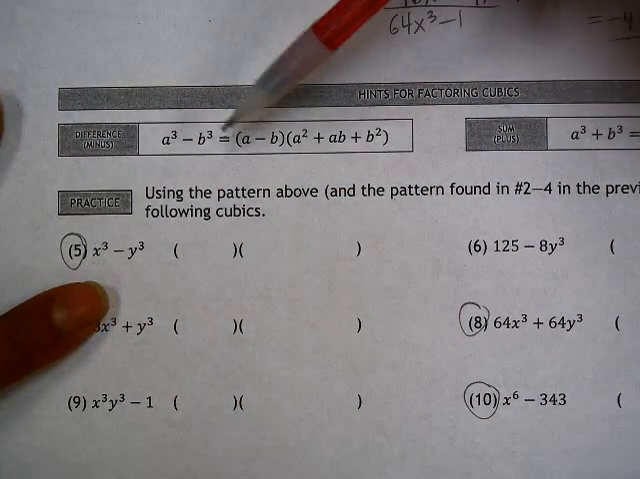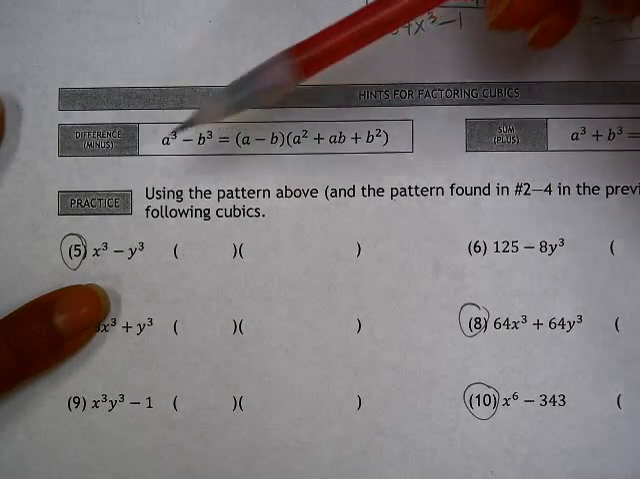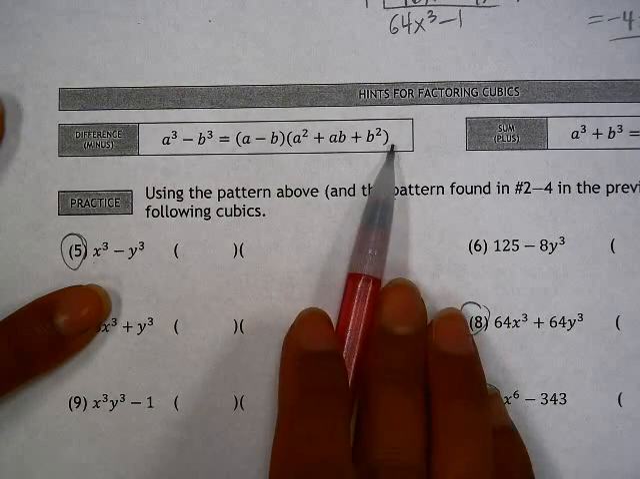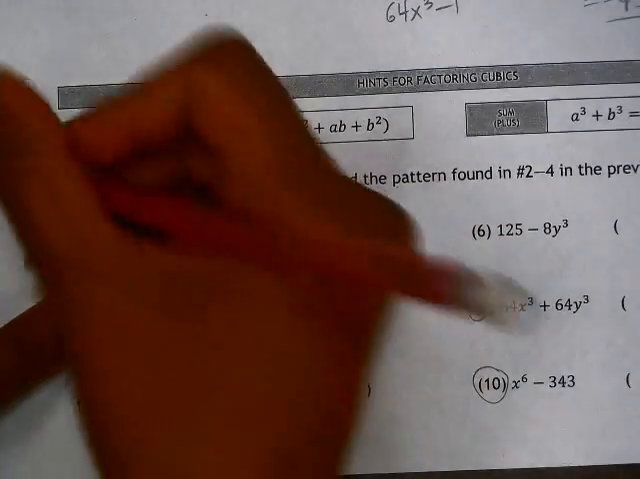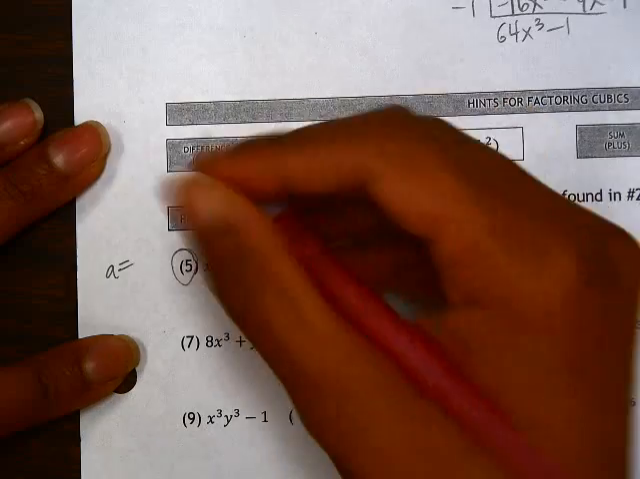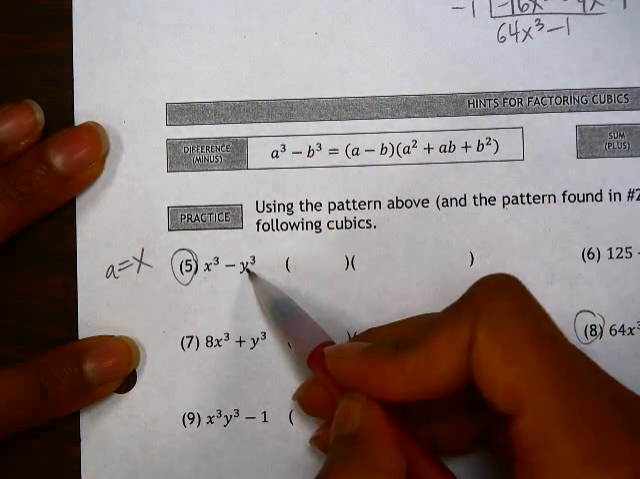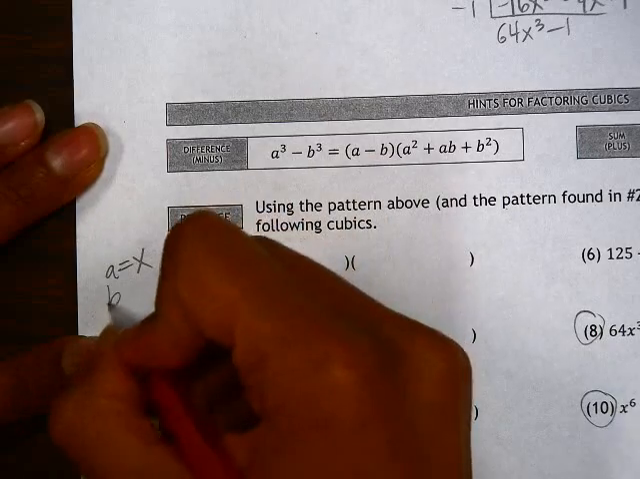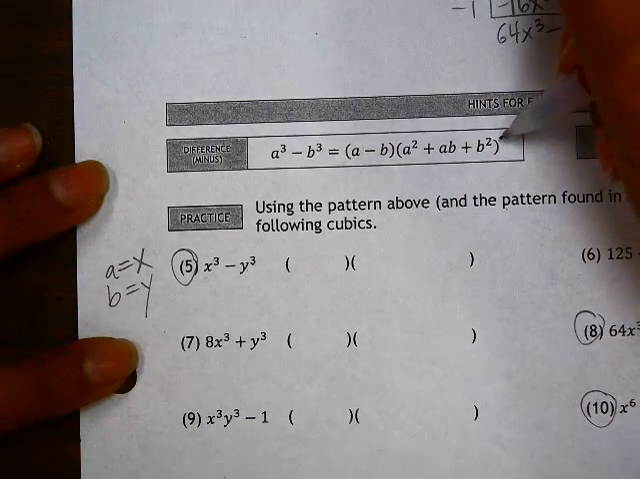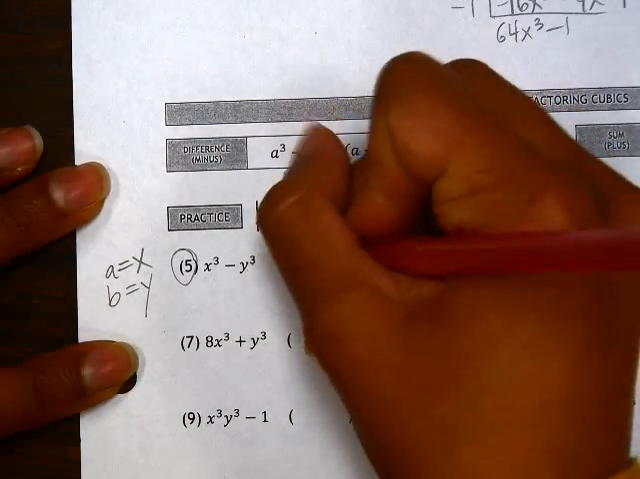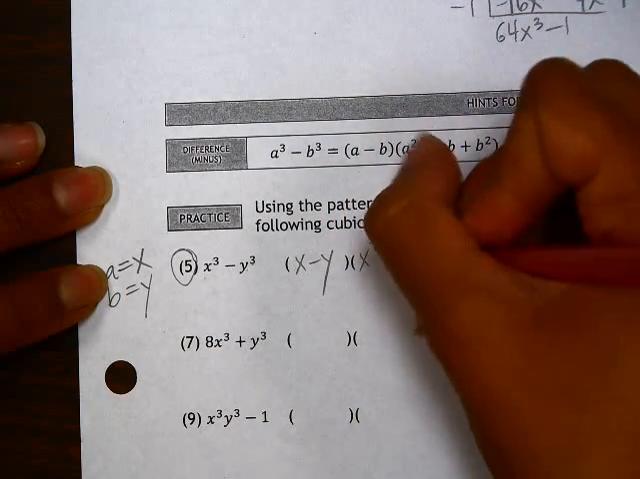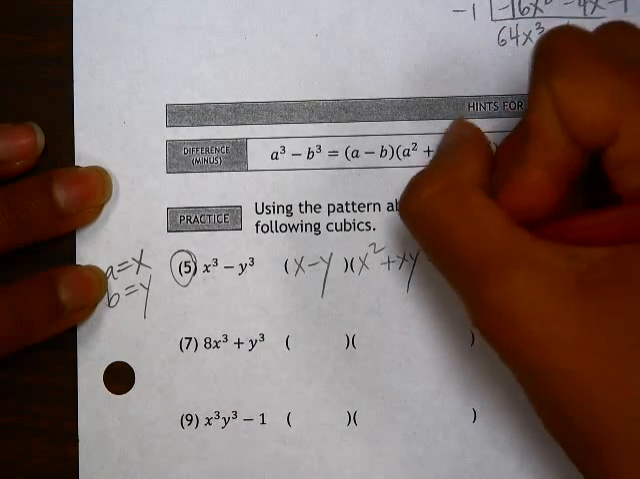This is a difference. So we're going to plug the a and the b value that we can identify from this polynomial into this expression here, which is the factored form. In the polynomial number 5, x cubed, our a value is x. Y cubed, that means our b value is y. Plugging those values into our factored form, a minus b, so that's x minus y, a squared, that would be x squared, plus ab, so plus xy, and then plus b squared, so plus y squared.